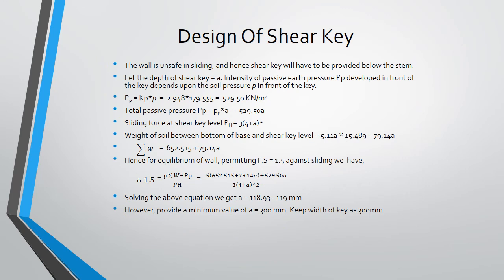Now next is the design of shear key, since the wall is unsafe against sliding. The shear key will be provided below the stem at a depth of, let us assume, 5 meters, and by taking a minimum factor of safety of 1.5 and calculating the passive pressure acting on the retaining wall by the soil wedge surrounded by the stem, we get the minimum depth or width as 119 meters. So in order to ensure more stability, we took it as 300 mm, and the depth of key is 300 mm, so 300 mm by 300 mm are the dimensions of the shear key.